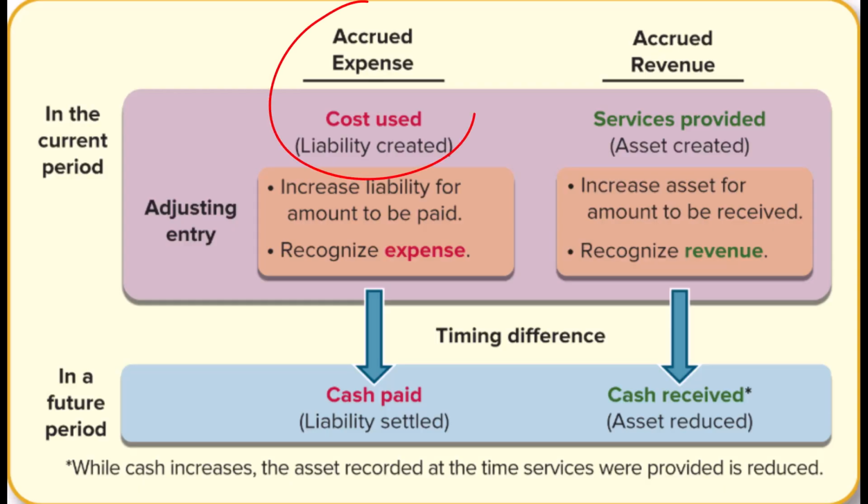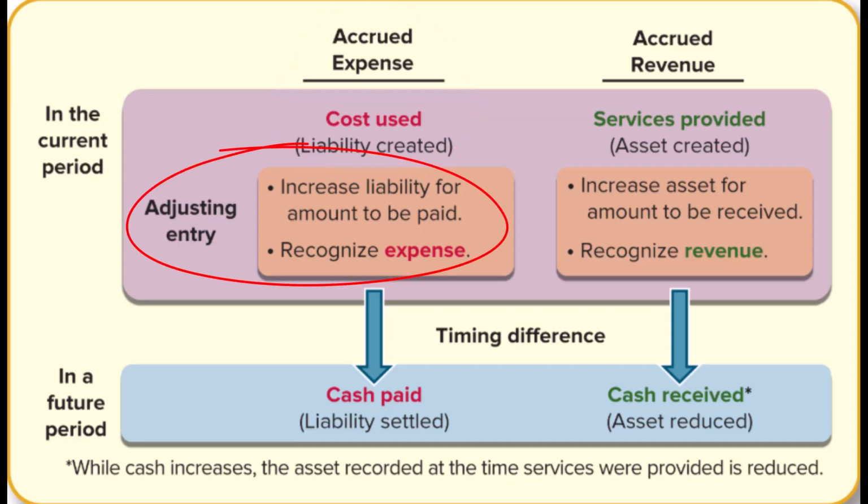An accrued expense occurs when a company incurs costs in the current period but won't pay for them until a future period. A classic example is employee salaries. Your employees work the last week of December, so you've incurred that expense in December. The adjusting entry is needed to recognize the expense and create a liability for the amount to be paid.